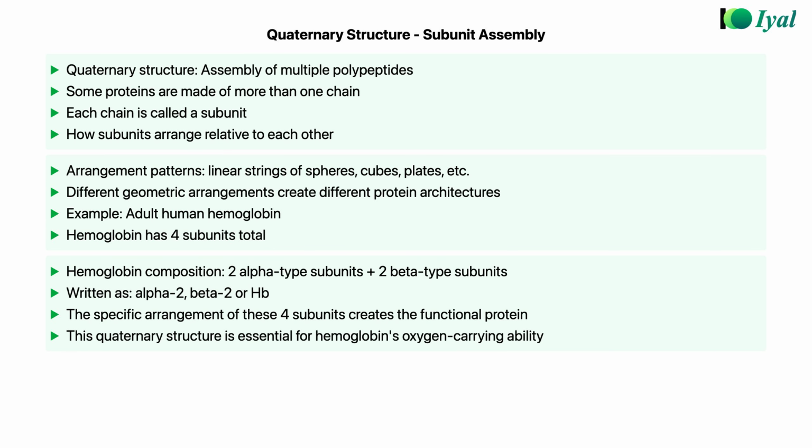Specifically, hemoglobin has 2 alpha-type subunits and 2 beta-type subunits. We write it as 2 alpha and 2 beta. The way these 4 subunits assemble together, their quaternary structure, is what makes hemoglobin work as an oxygen carrier. Change that quaternary structure and hemoglobin can't do its job.